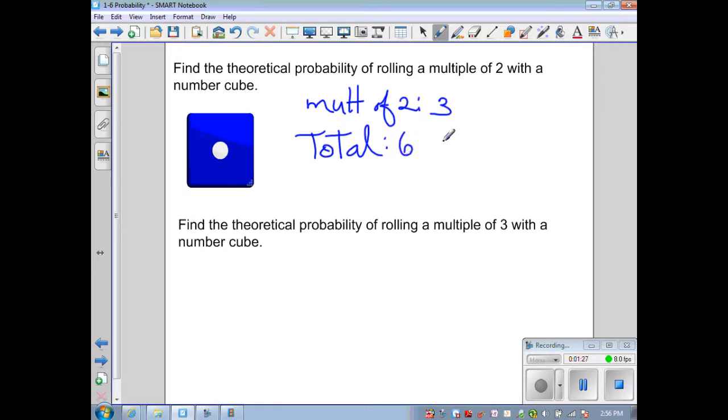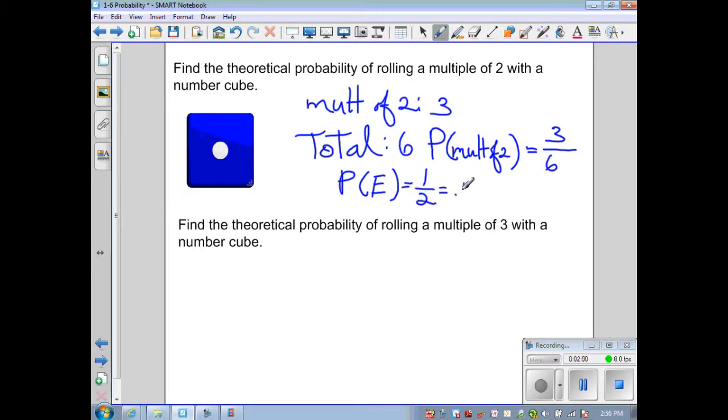So what we want is the probability of a multiple of 2. And that would be the number of ways I can get the multiple of 2, which is 3. Outcomes would give me a multiple of 2 out of a total possible of 6. Therefore, the probability of my event occurring, which is the multiple of 2, is going to be 1/2, which we could simplify to a decimal to be 0.5, which could be, when I multiply by 100, 50%.